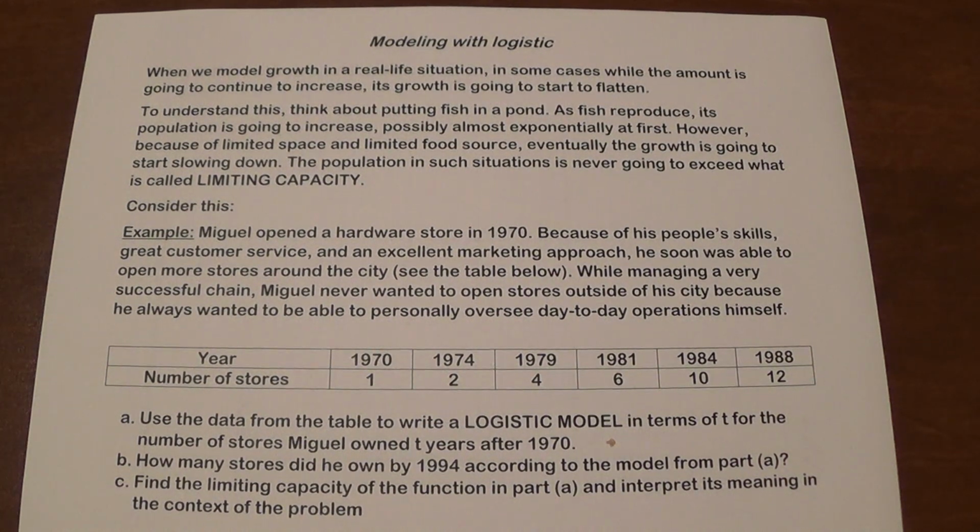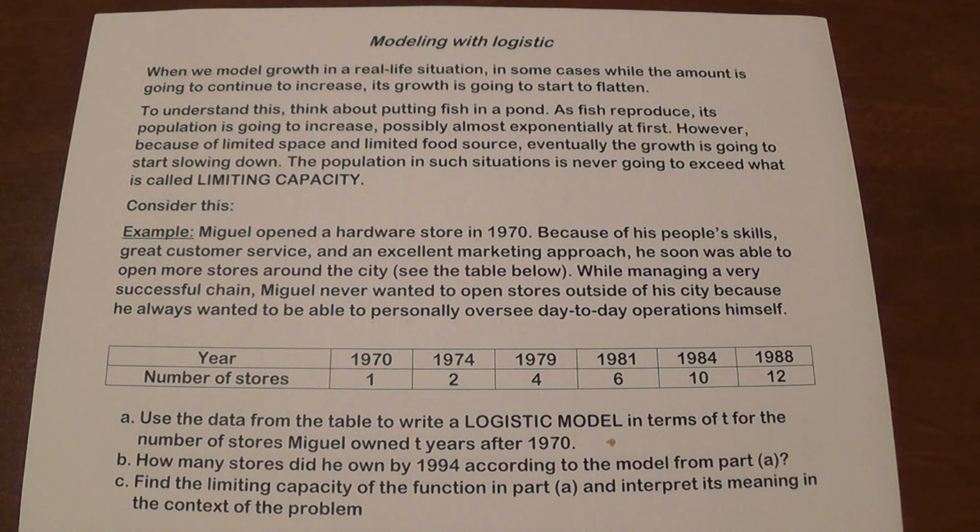So here's the situation. We have Miguel, who opened a hardware store in 1970. He's got pretty good people skills, great customer service, and so on. So he was able to open more and more stores around the city. The table below shows the number of stores for each particular year. To stay successful, he wanted to not expand beyond the city, because he wants to be able to oversee the operation.